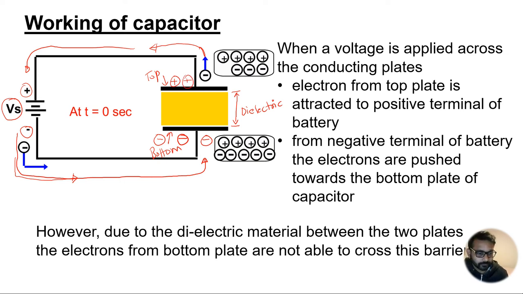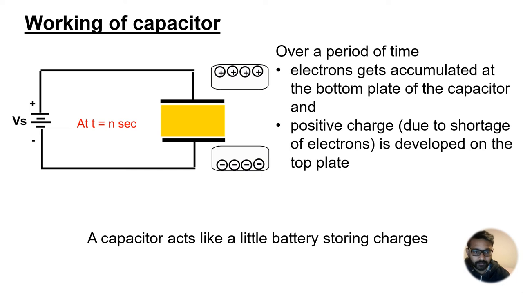Now, so this thing has been demonstrated in this figure. So the top plate accumulated all the positive charges, or there is a deficiency of electrons, and at the bottom plate you have an abundance of electrons, or the concentration of electrons is more at the bottom plate.